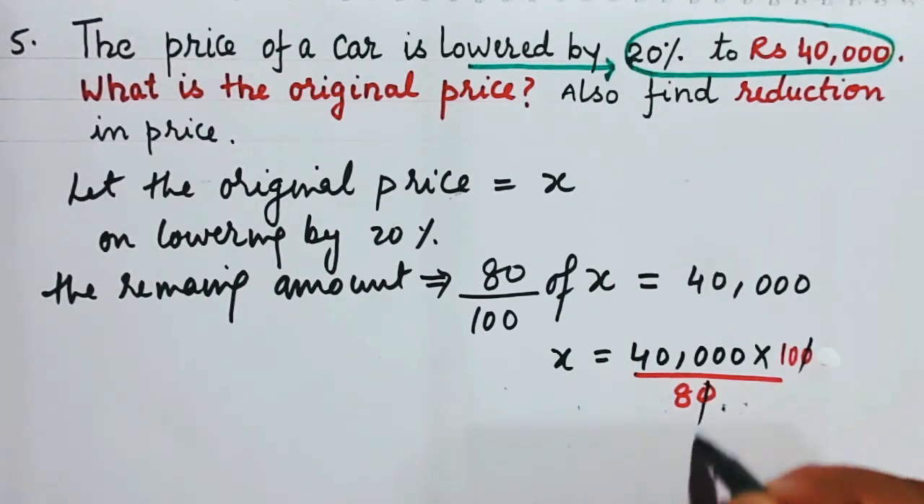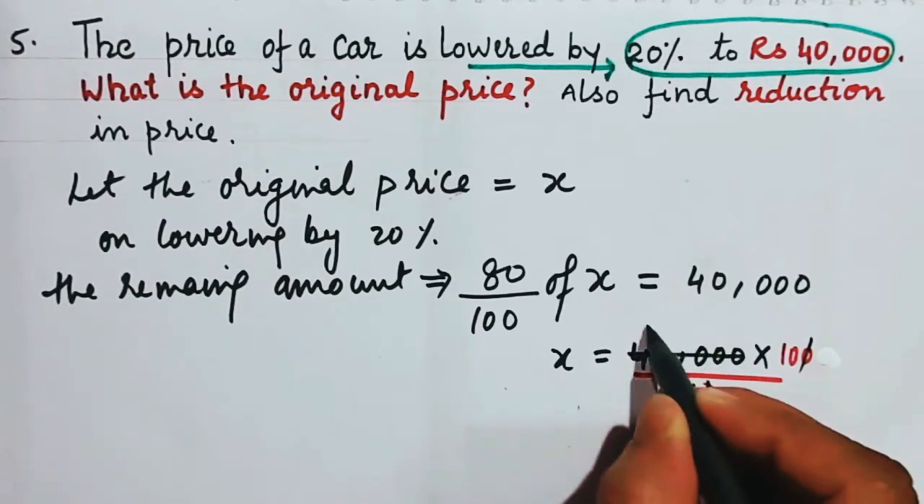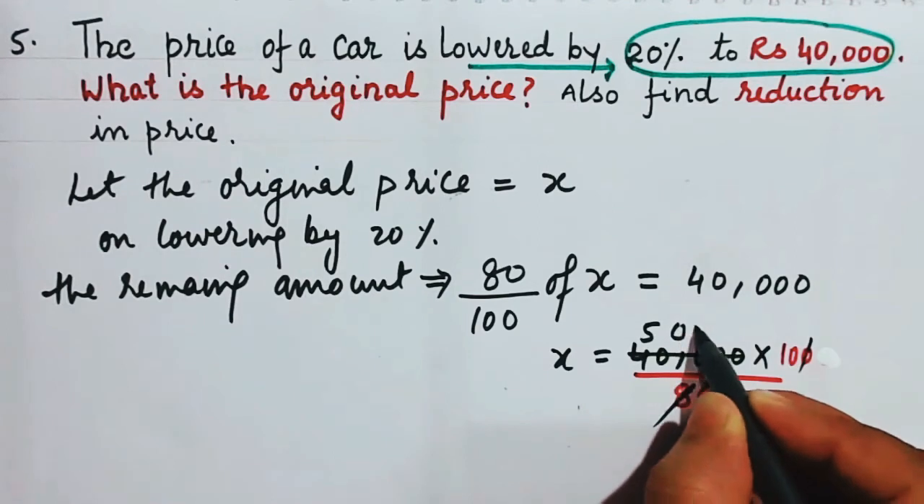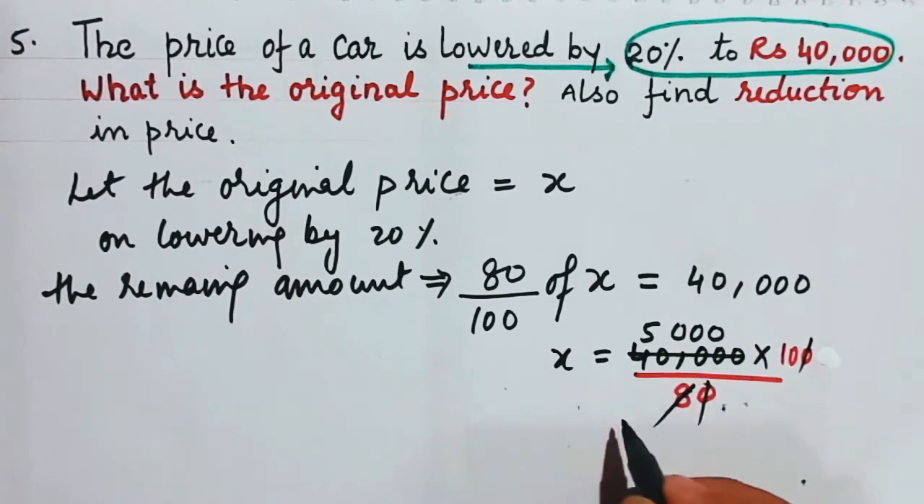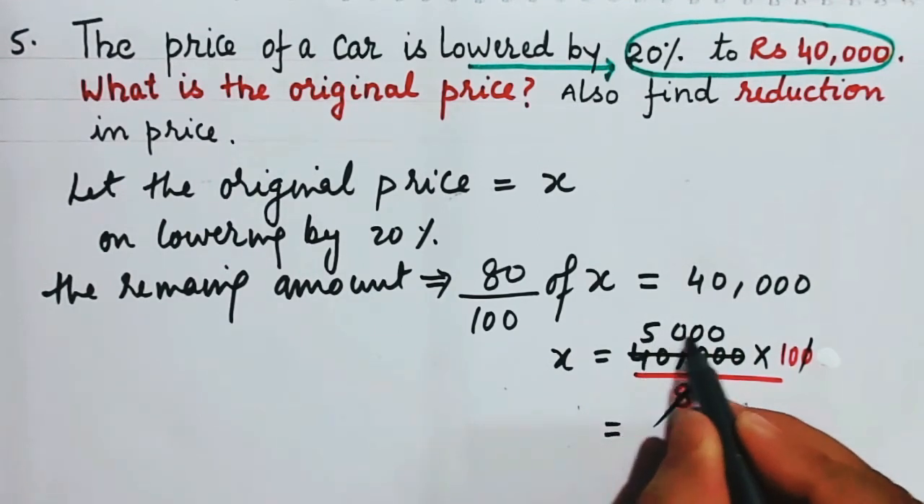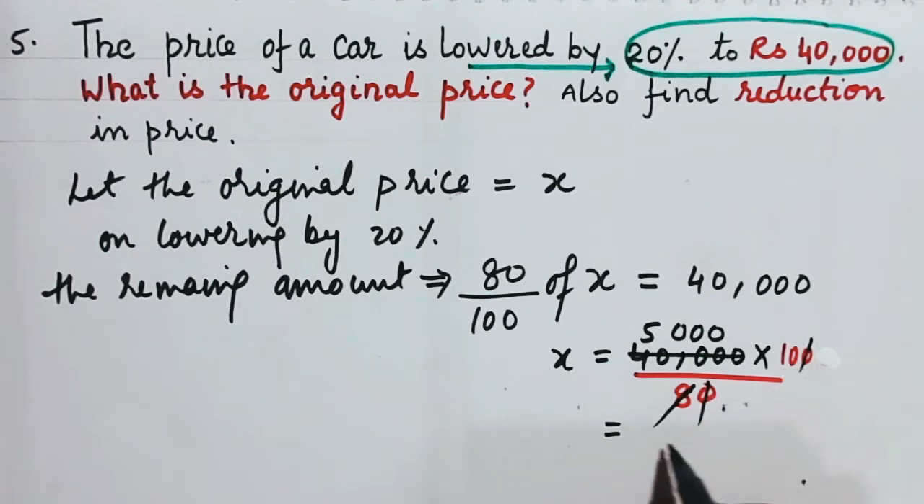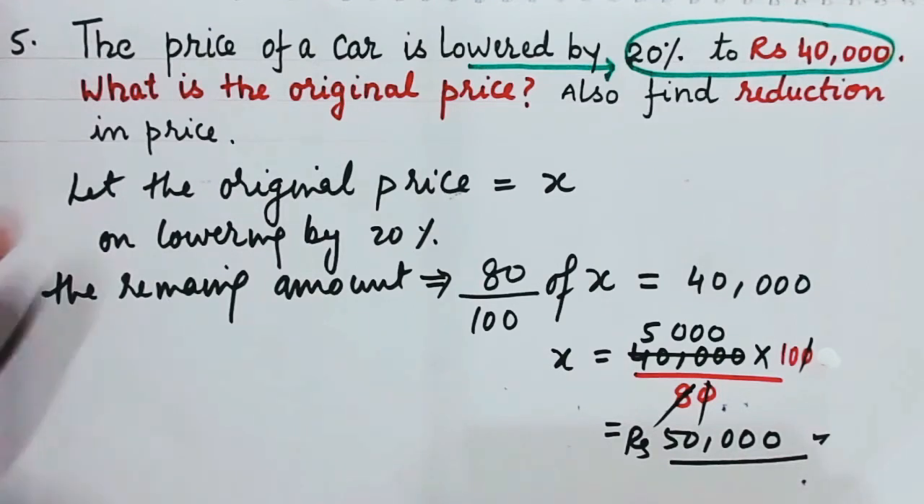The 0 gets cancelled. 8 5 times 40 0 is equal to 5,000 multiplied by 10 is equal to 50,000 rupees. 50,000. Okay. What is the original price? So this is the original price.